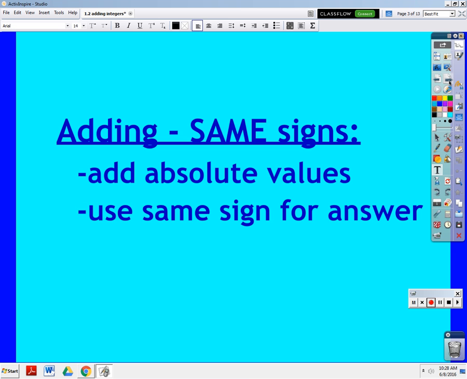Alright, so when we're adding integers and they have the same sign, so that means when you're adding two positive numbers together or more, or two negative numbers together, you're going to add their absolute values together and then use the same sign for the answer. And I have some examples of that next.